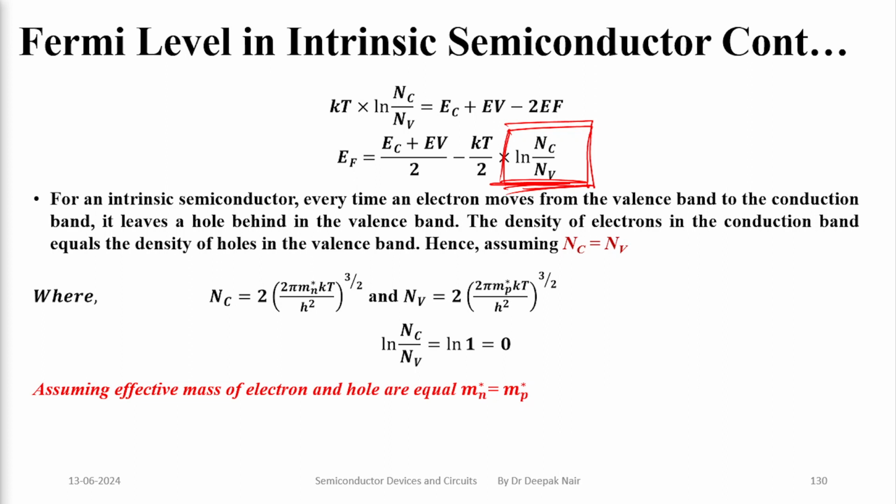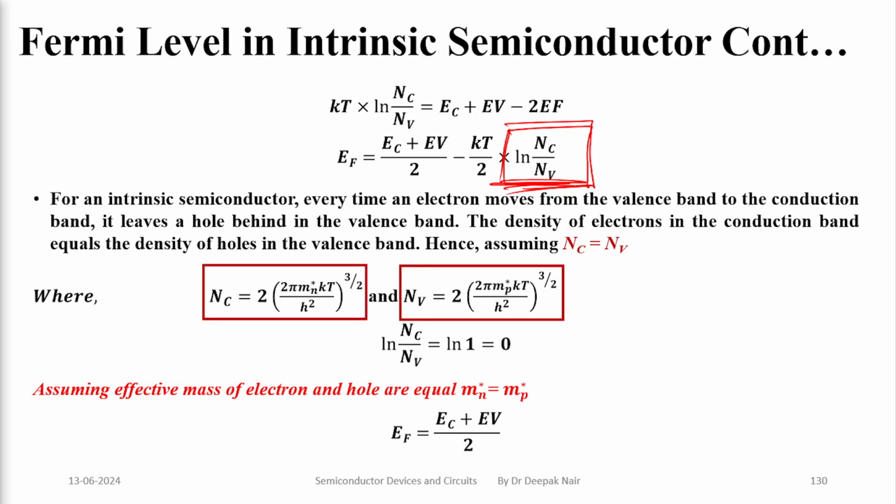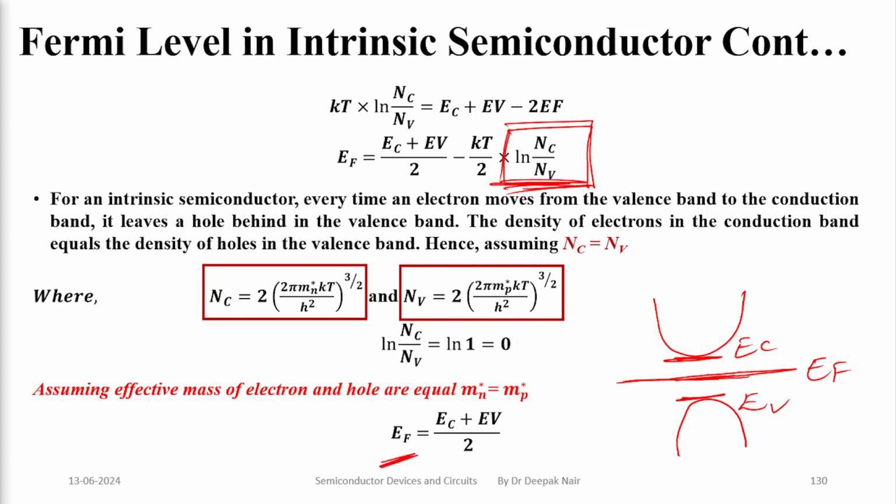That means this whole term will become 0, or we can say EF is equal to (EC plus EV) by 2. That means if we are talking about pure semiconductors, then EF will be perfectly in the middle of EV and EC. So this is the EF in case of pure semiconductor under equilibrium condition. This is the final equation which tells us where we can find the Fermi energy level: in case of pure semiconductor it will always be at the middle of EC and EV.